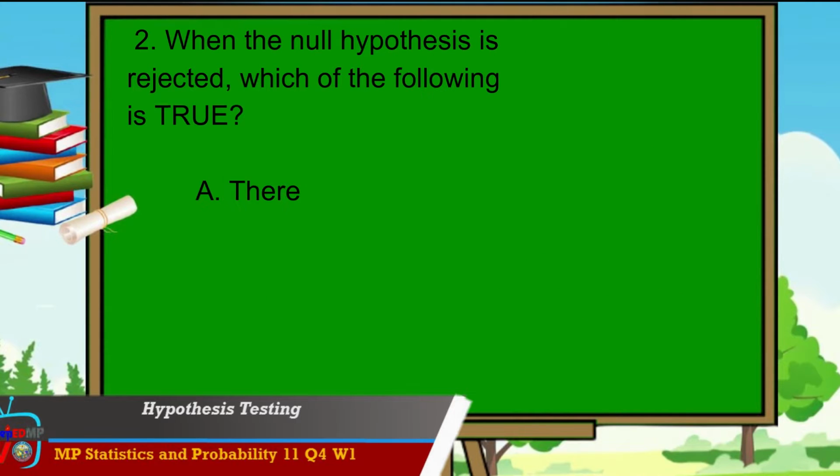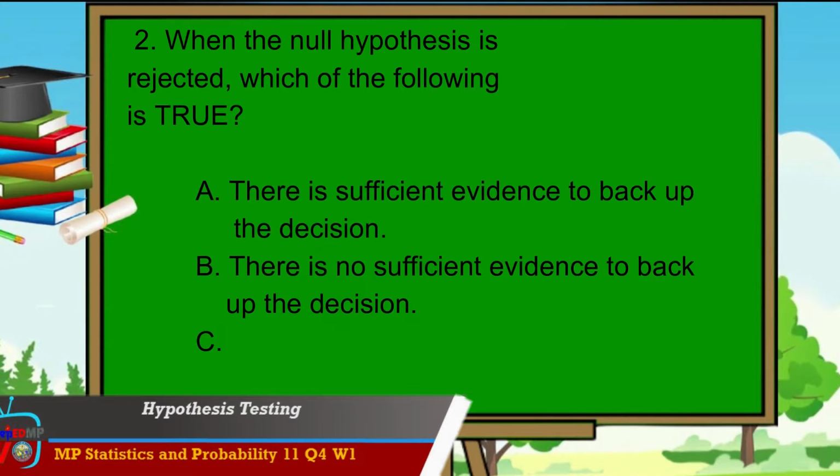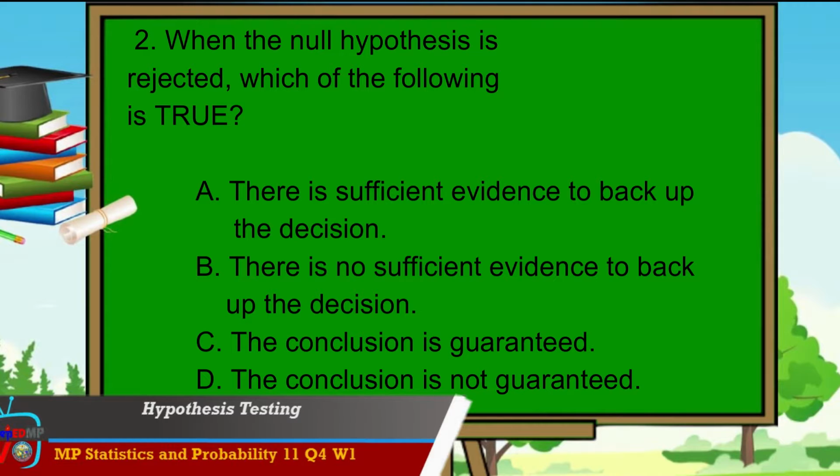Number 2. When the null hypothesis is rejected, which of the following is true? A. There is sufficient evidence to back up the decision. B. There is no sufficient evidence to back up the decision. C. The conclusion is guaranteed. D. The conclusion is not guaranteed.